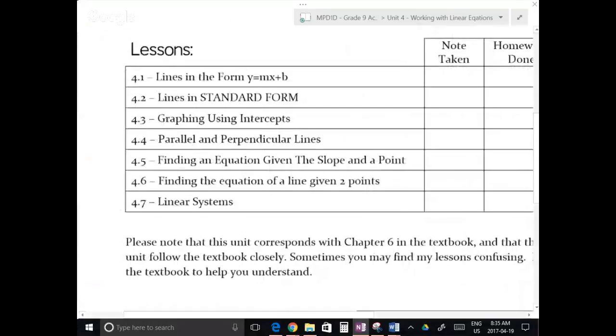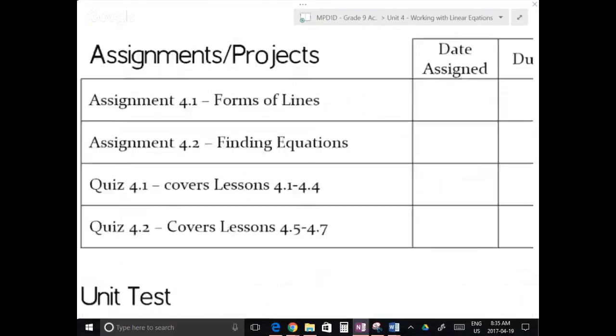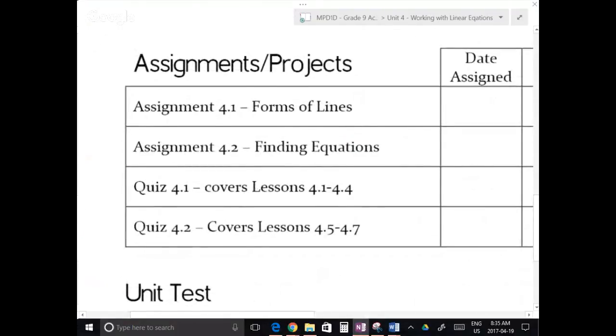So anyway, I just want to quickly walk you through. There'll be 7 lessons this unit, 4.1 through 4.7. What will the assessments be? Yep. 2 assignments, 2 quizzes, and then of course the unit test. I may also try to do a little projecty thing in there.